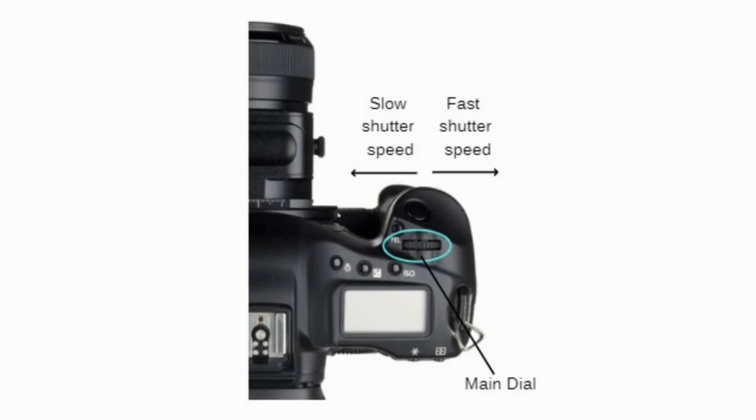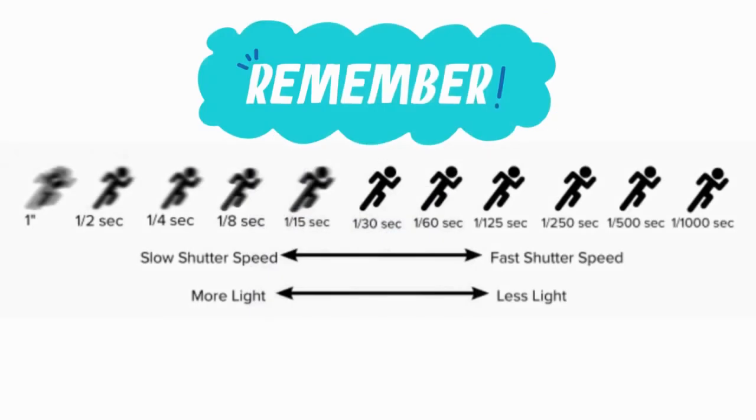Adjust the shutter speed to the left. That creates a slower shutter speed. When you adjust the shutter speed to the right, that is now a faster shutter speed. You also want to remember that when you use a slower shutter speed, that means more light is coming into the camera. And when you're using a faster shutter speed, that means less light is coming into the camera.